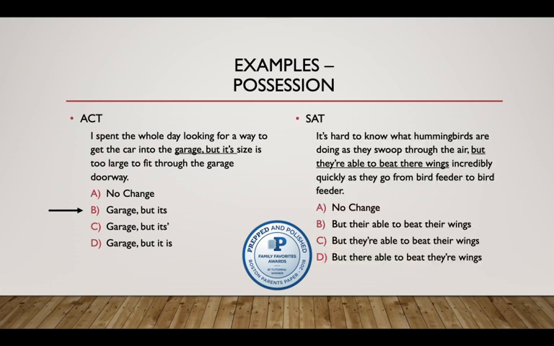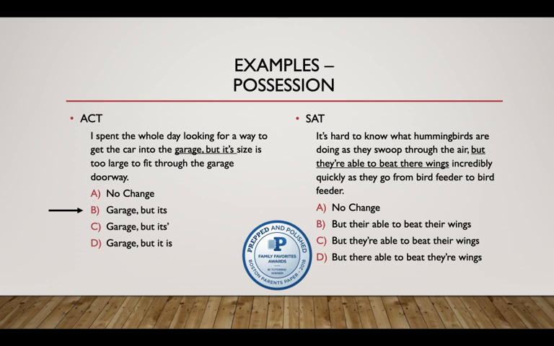All right, let's take a look at an SAT example here. It's hard to know what hummingbirds are doing as they swoop through the air, but they're able to beat their wings incredibly quickly as they go from bird feeder to bird feeder. So if we look at the underlined portion, but they're able to beat their wings, well, are we saying they are able to beat their wings? They're possessive able to beat their wings? They are able to beat their wings, but they're able to beat their wings.